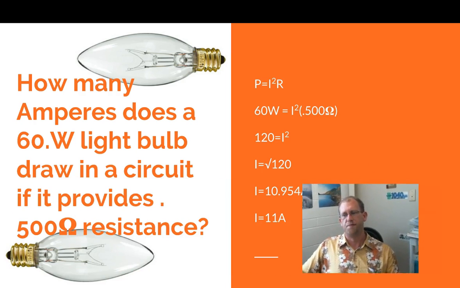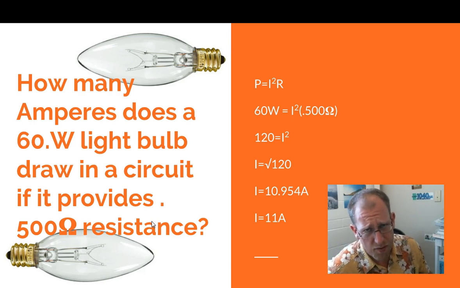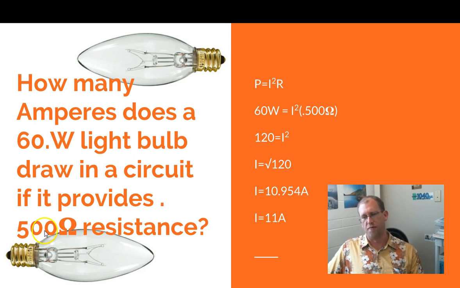Let's do a little bit of math. How many amps does a 60 watt light bulb, exactly 60 watt light bulb, draw in a circuit if it provides 500 ohms of resistance? Wow, that's a crap ton of resistance, but that's okay. We'll pretend that that's right. So 60 watt light bulb, 500 ohms of resistance. What's the amp draw? P equals I squared R. 60 watts, I squared, that's what I'm looking for. How many amps? Oh, look, see, I said 0.500 ohms. That's better. The period got messed up. My bad. 0.500 ohms. Makes much more sense.